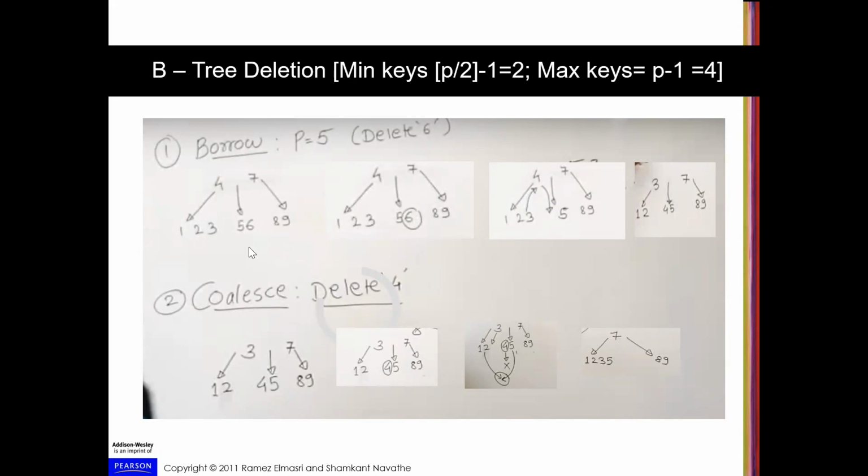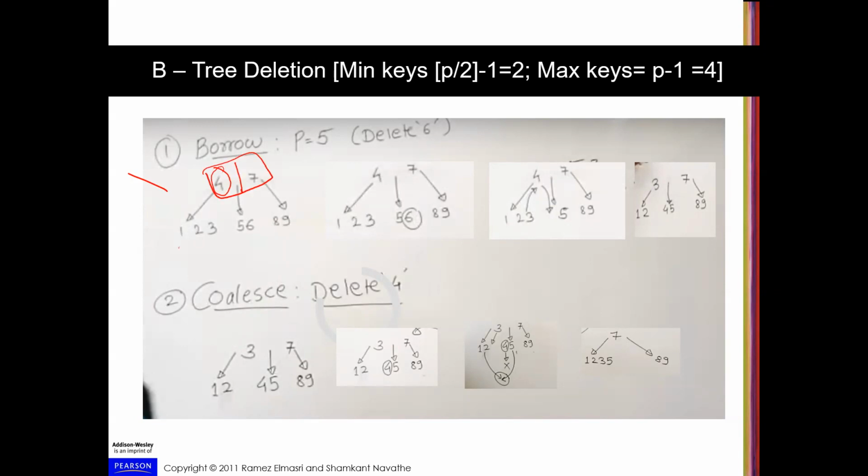So this is the case. Now let us see when to use the borrow approach. Now we have a tree whose root is 4 and 7. 4 has its left child as 1. Let me take the pen. So this is the root. This is our root.